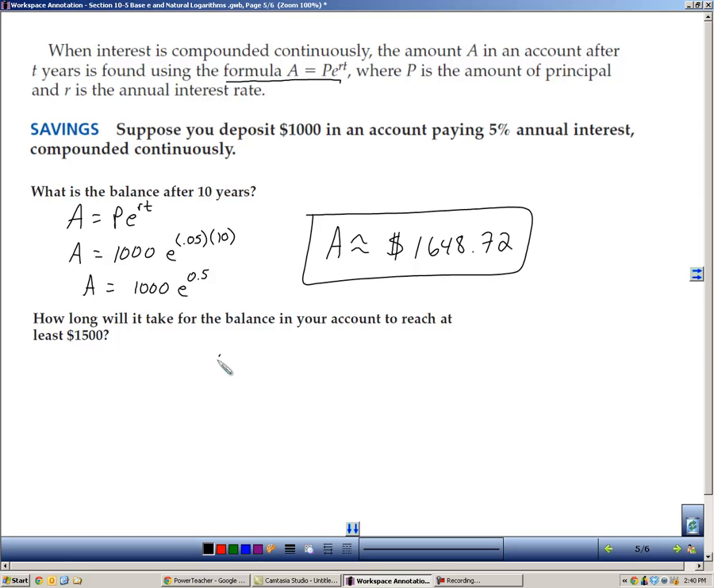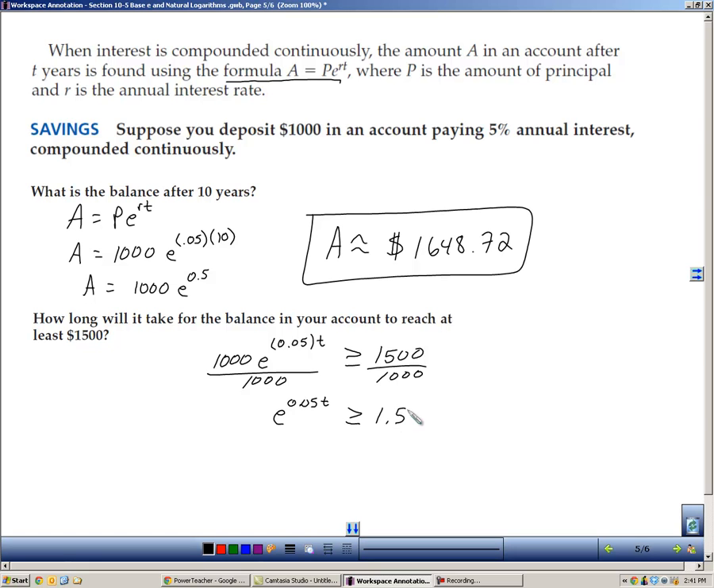So we still want to take our $1,000. We're going to multiply by e to the 0.05 exponent. We don't know the time this time. That's what we're looking for. And we want to know when that value is bigger than 1,500. So this becomes an inequality. So I'm going to divide both sides by 1,000. So I get e to the 0.05t is greater than or equal to 1.5.